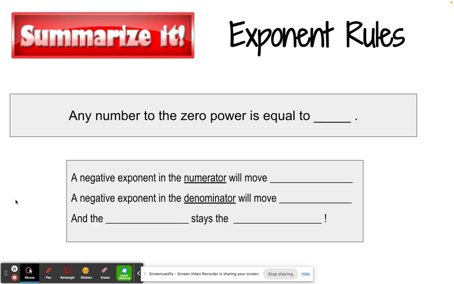Okay, so let's do a quick summary. Any number to the 0 power is equal to 1. A negative exponent in the numerator will move downstairs and the exponent will become positive. A negative exponent in the denominator will move upstairs. And the base stays the same.